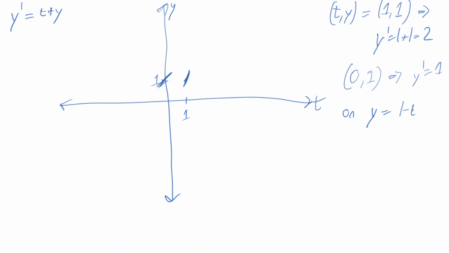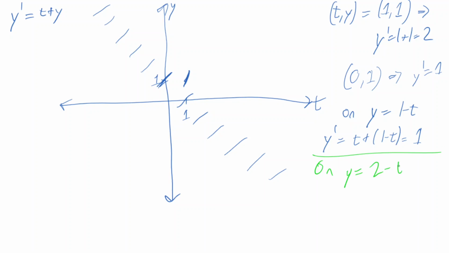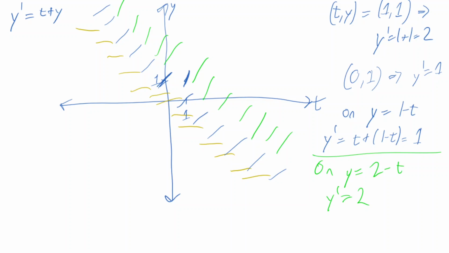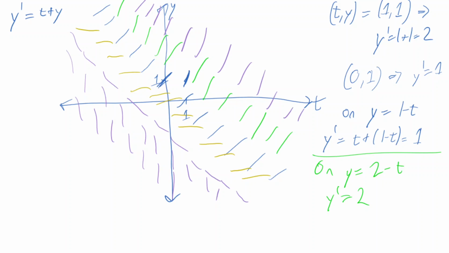And in general, on the line y equals 1 minus t, if we plug that into the differential equation, we get that the slope is 1. So here's the line y equals 1 minus t. Along that line, the slope is always 1. And on the line y equals 2 minus t, the slope is always equal to 2. So we could draw dashes of slope 2 on that line. And on other lines like y equals -t, or y equals -1 minus t, or y equals -2 minus t, the derivative is constant. So we could fill in our slope field pretty easily by looking at those lines.